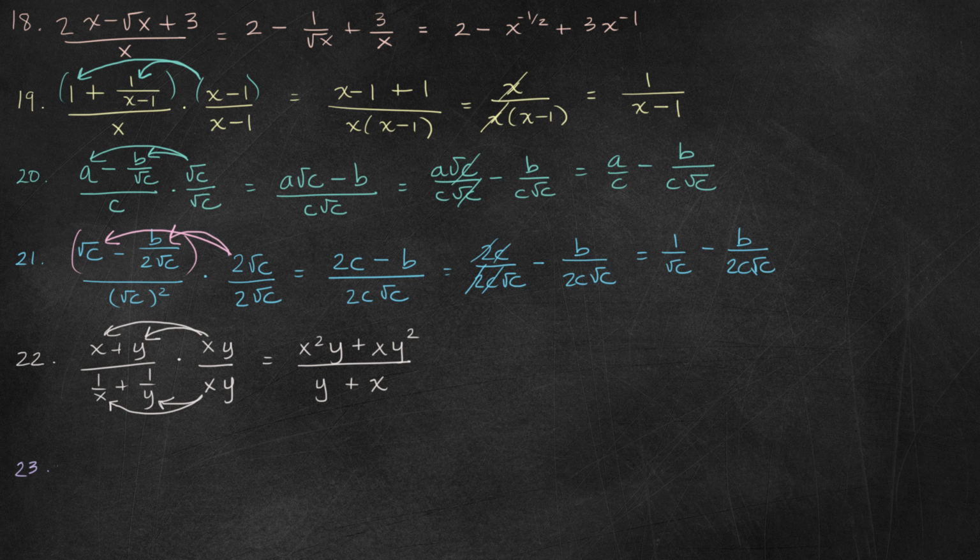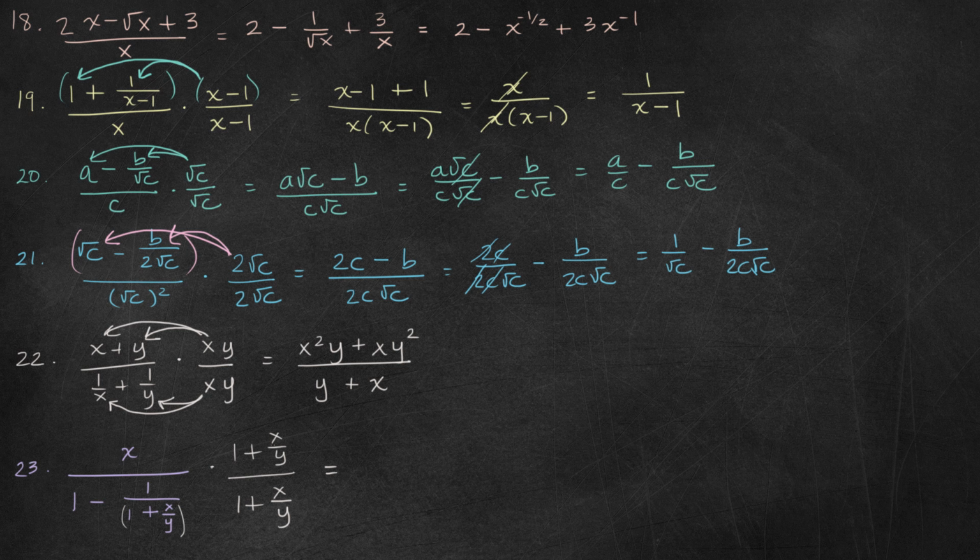And number 23, x over 1 minus 1 over 1 plus x over y. So we have a fraction inside of a fraction inside of a fraction. I'm going to start by multiplying the whole outer fraction by this denominator here, 1 plus x over y, over 1 plus x over y.